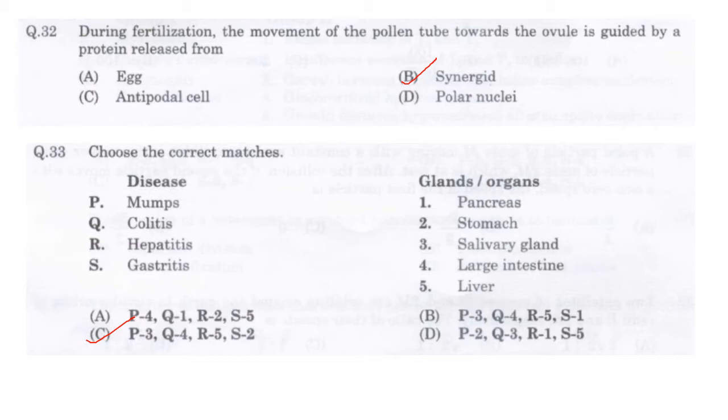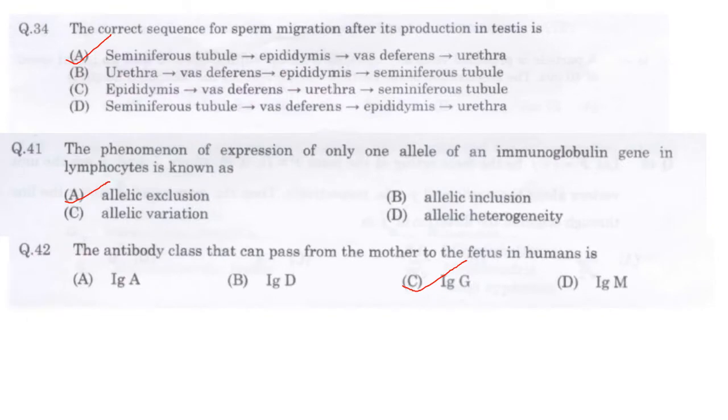Next, colitis. Colitis is of the large intestine. So Q4 is also correct. Hepatitis. Hepatitis is of the liver. So R5. And gastritis is for the stomach. So option B can be eliminated and option C is correct. So the answer is option C.